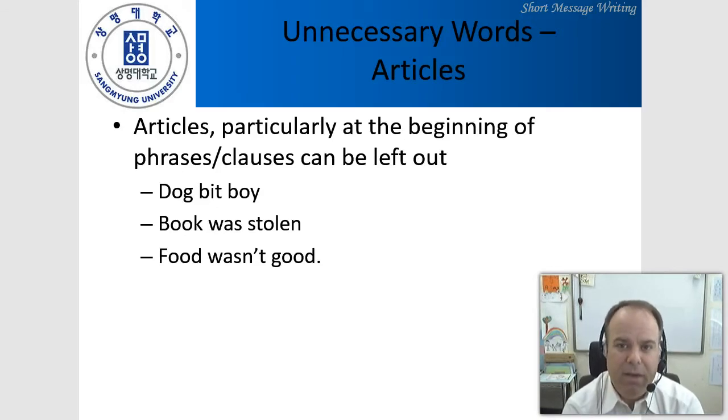But in a conversation, if you're doing short message writing and you're replying back and forth with a partner, it doesn't really matter because you'll get that from the context. Say, book was stolen. Well, you understand the meaning that the book was taken by somebody. Food wasn't good. Okay, well, and again, it's understood here. You don't really need the articles because it's something that can be just understood through the context.